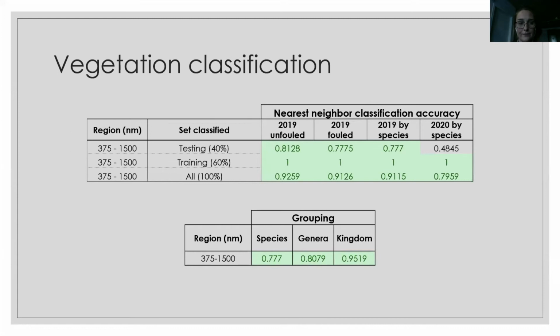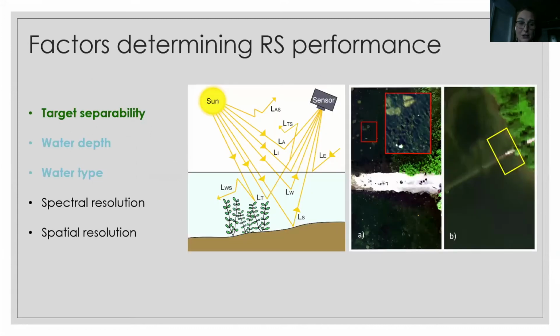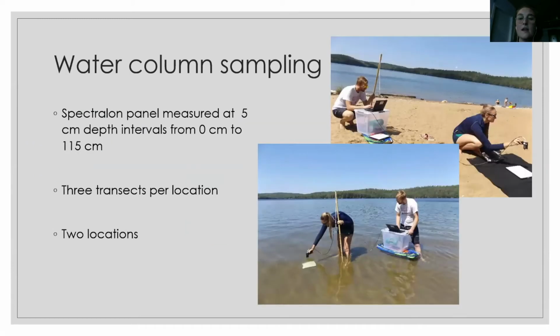Next slide. So that's my first look at target separability, and now we'll move on to the water depth and water type. Next. So to do this, I used the spectral panel as a target because it was the brightest possible option and it reflects light consistently.